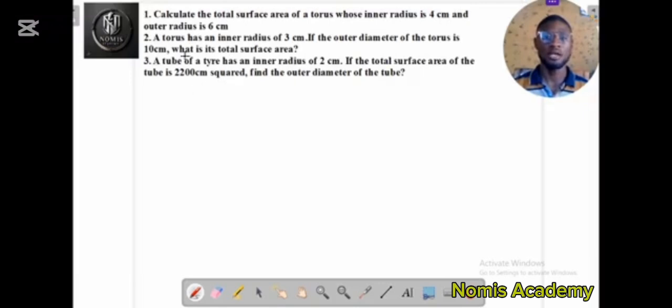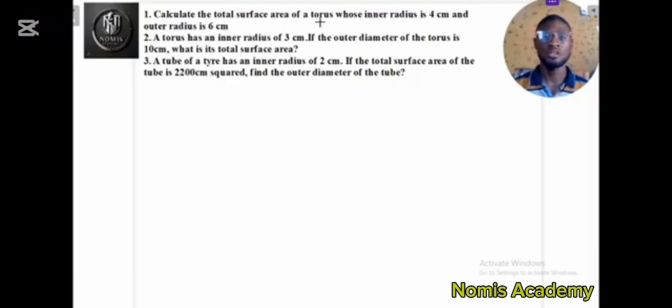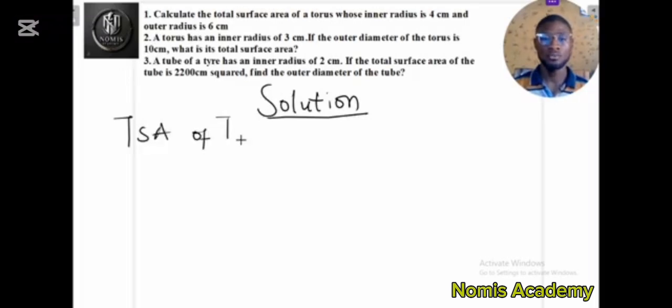The first question asks: calculate the total surface area of a torus whose inner radius is 4 cm and outer radius is 6 cm. So let's go into the solution. Firstly, we'll state the formula. Total surface area of torus is equal to 4 pi squared multiplied by the outer radius and multiplied by the smaller radius.